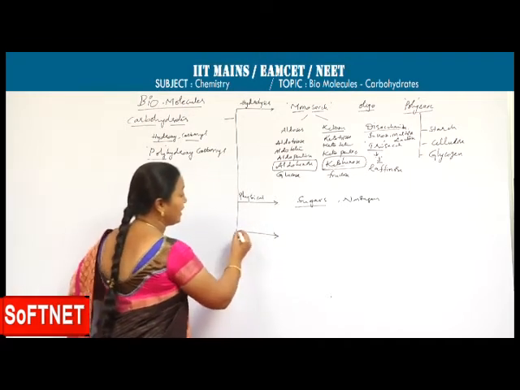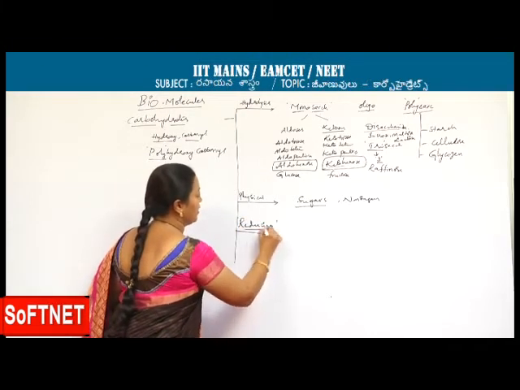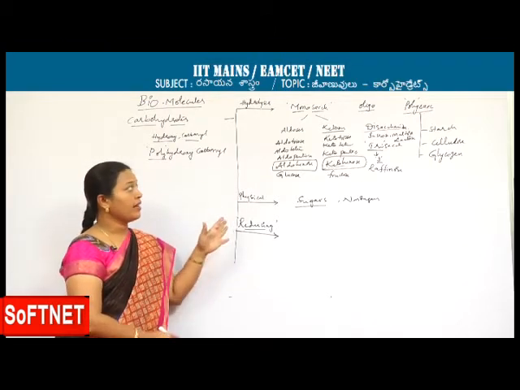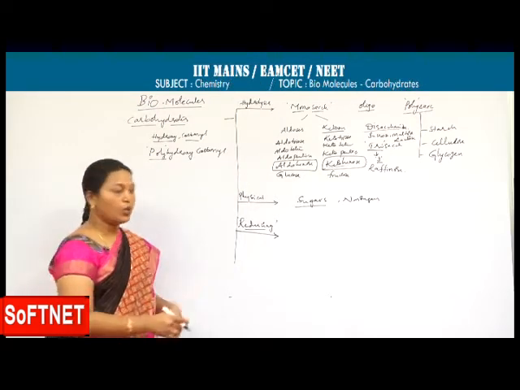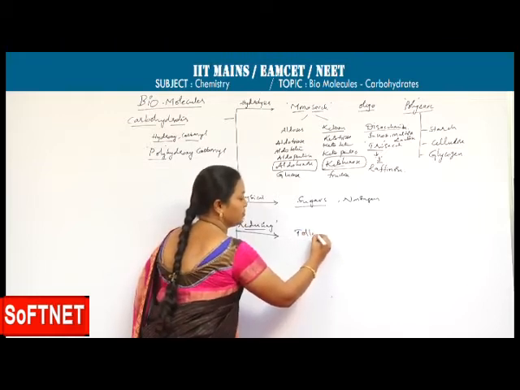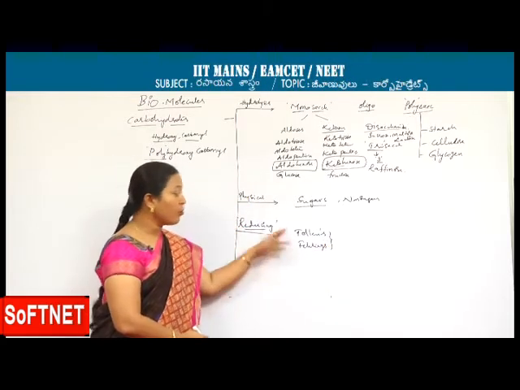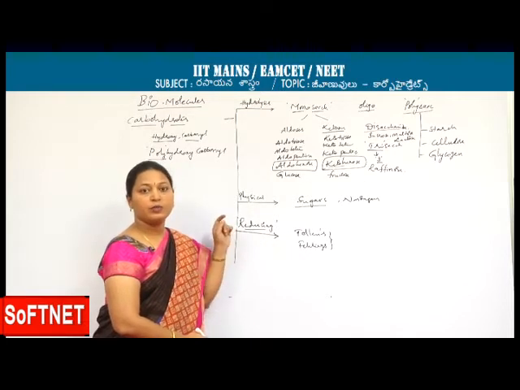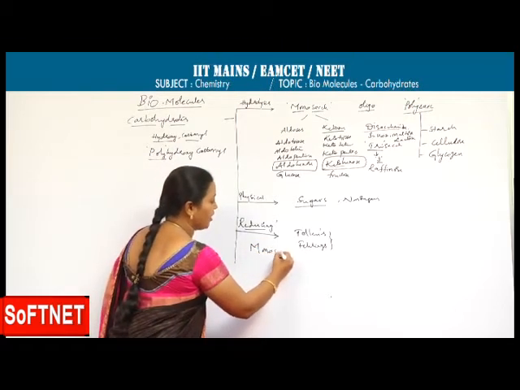Next, based on reducing ability. Here comes the important point. Whether it is a polysaccharide, monosaccharide or oligosaccharide, whatever the saccharide may be, if it has the ability to reduce Tollens reagent and Fehling's solution, then that is said to be a reducing sugar. Fortunately, all the monosaccharides are reducing.